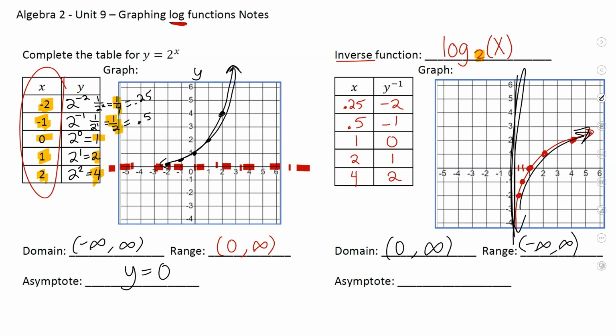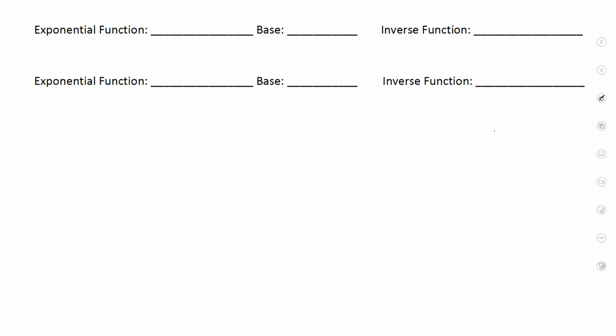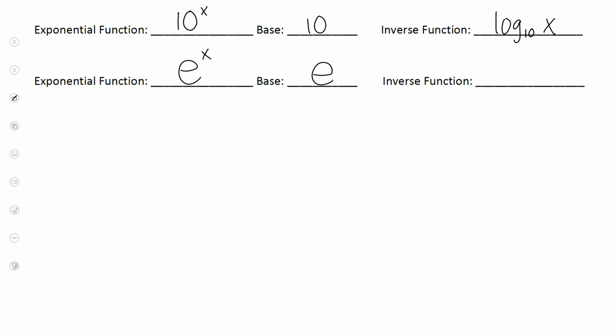Where's my asymptote? X equals 0, right here. It crosses the x-axis at 0. Okay, exponential, we have 10 to the x. The base is 10. That means the inverse would be log base 10. If I have the exponential function e to the power of x, your base is e, your inverse would be ln, the natural log. This is called the natural log.